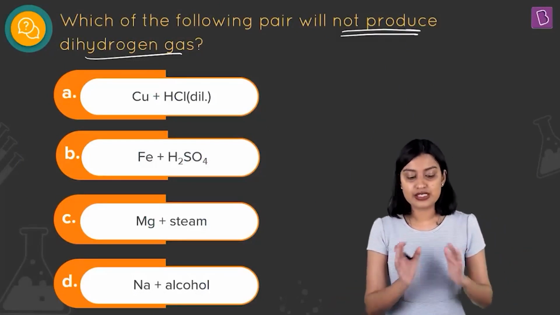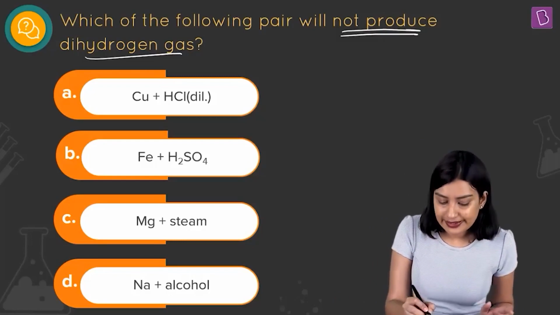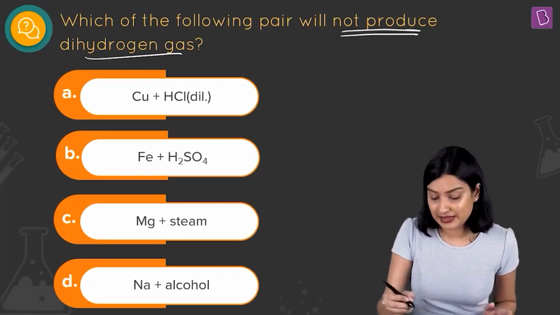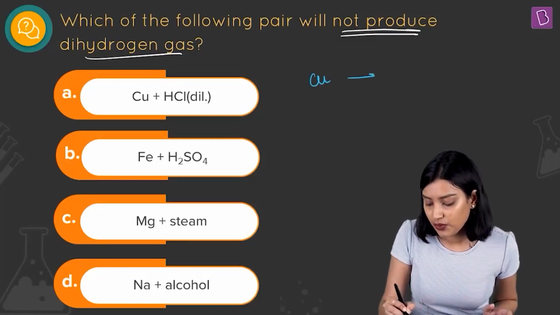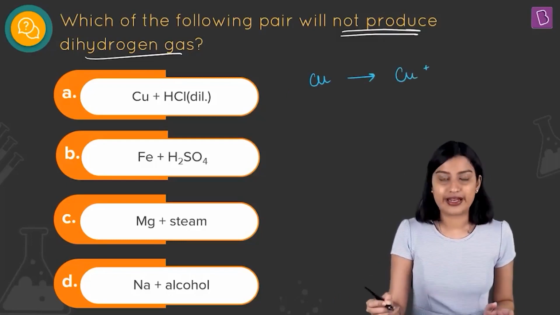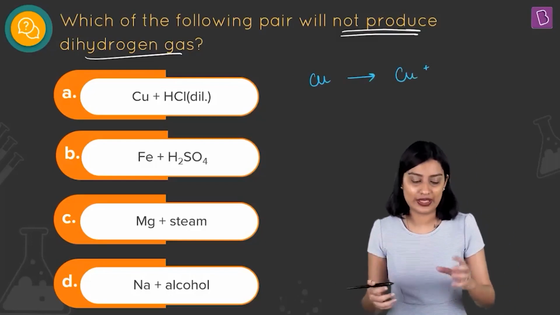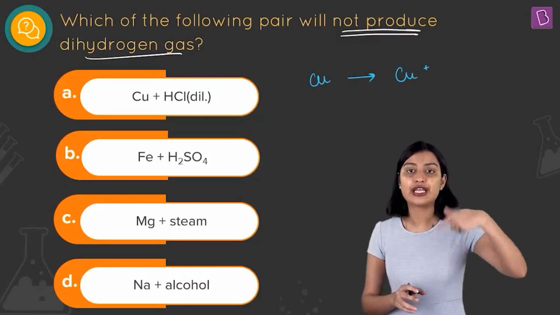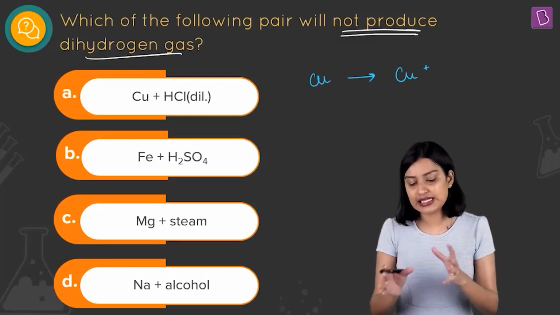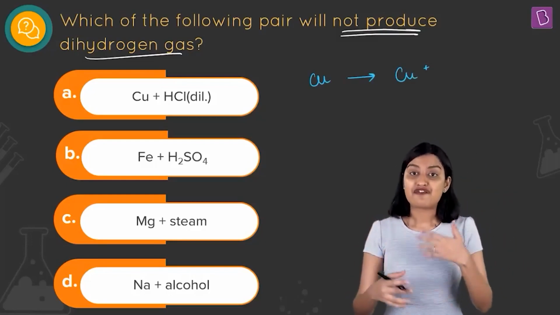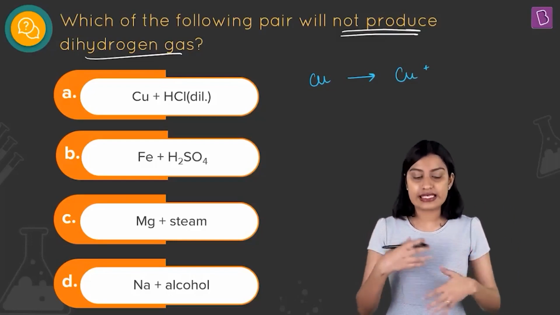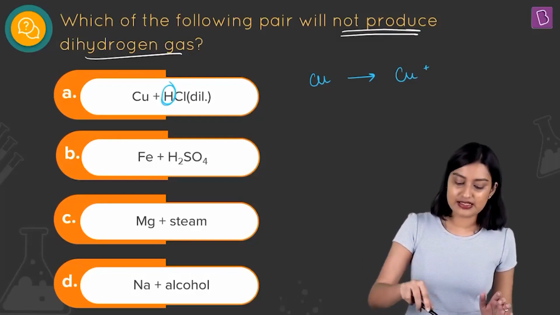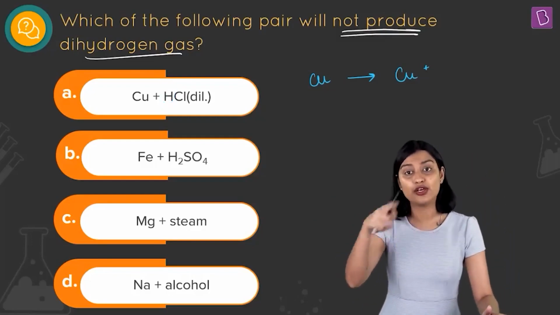dihydrogen gas, because here you need to look at the tendency of formation of copper to copper plus. That tendency is very low. When you already have HCl, when you already have hydrogen in +1 oxidation state, this reaction is not going to be favored. Why? Because it's easier for hydrogen to exist in +1 than to take copper to +1.